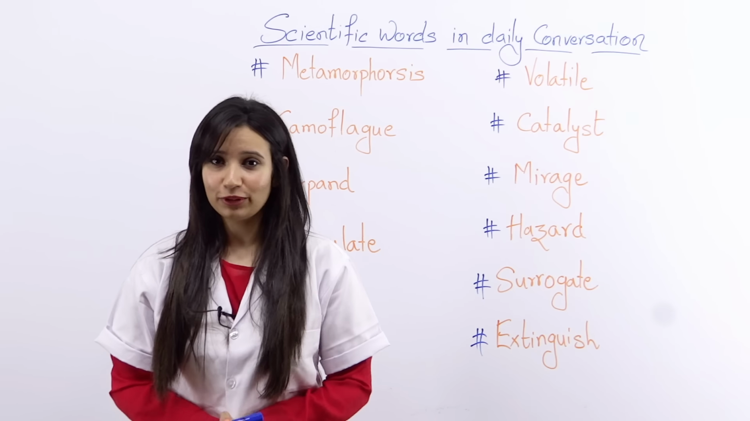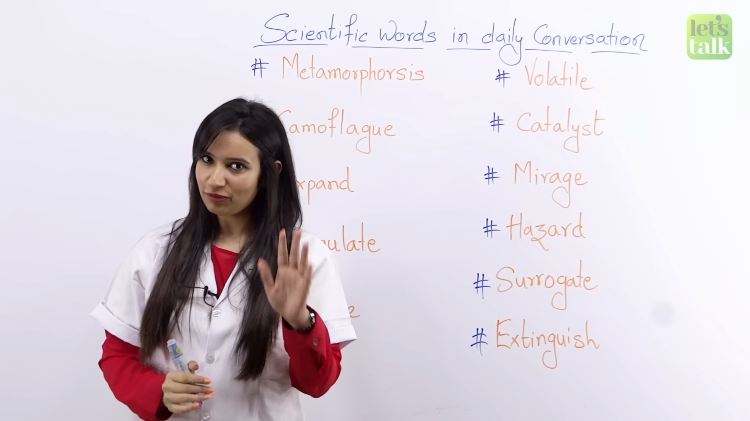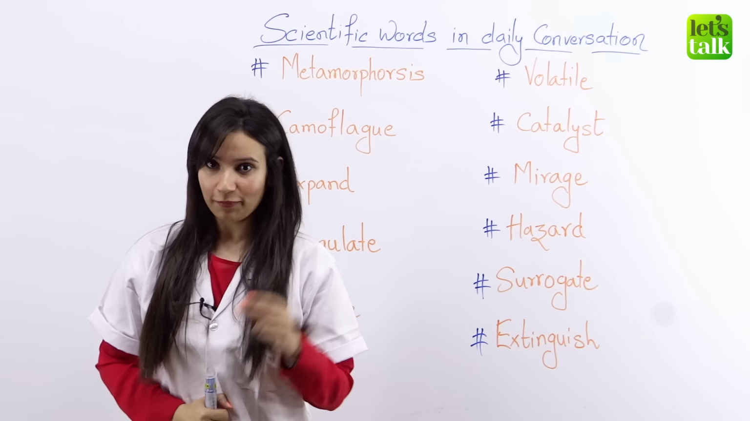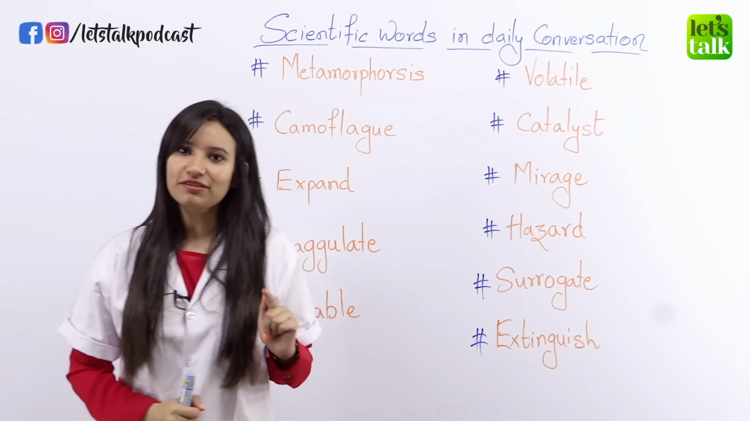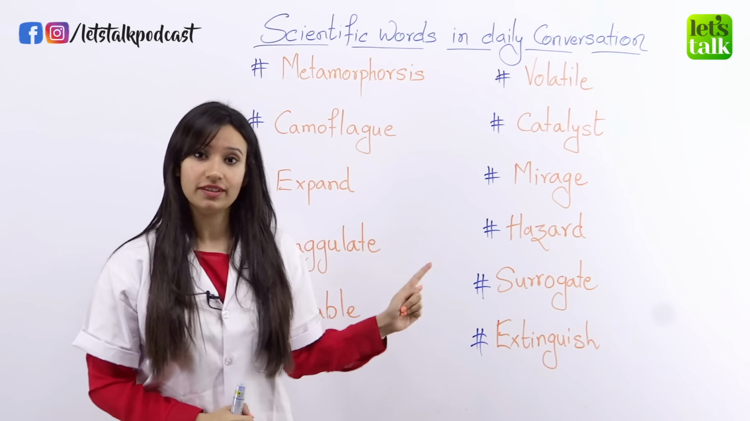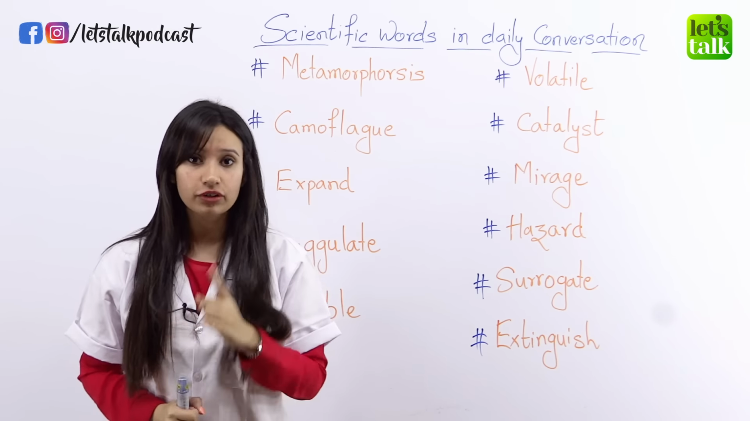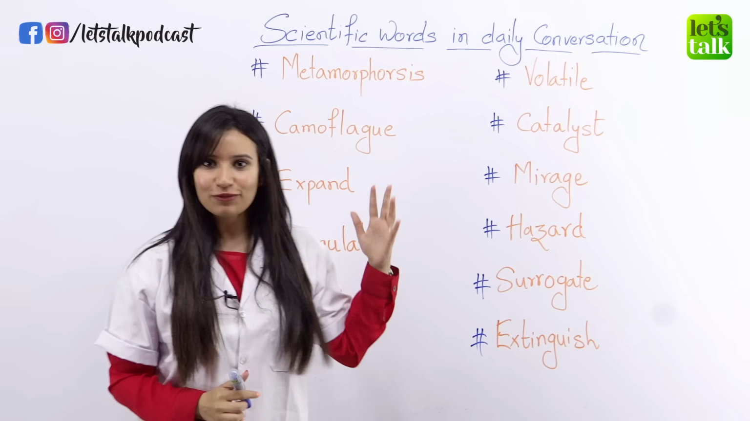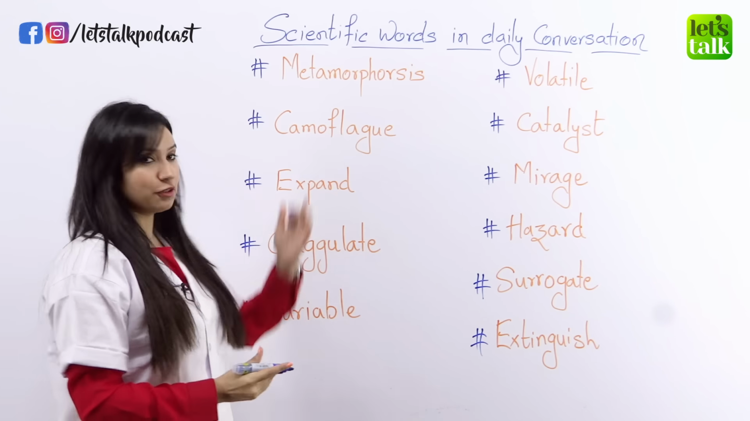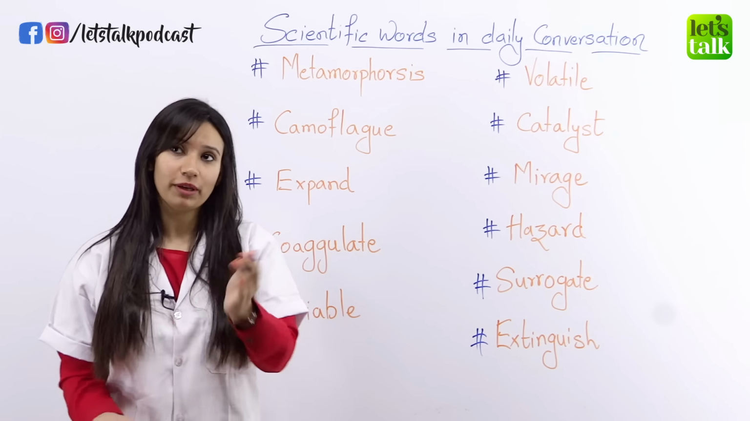All of you people who are experts of science, please forgive me if I go wrong anywhere, but I'm going to quickly touch upon the scientific meaning of all these words. And also, I'm going to tell you how can you use these words in your everyday conversation when you're speaking in English. So the first word that you must have heard before in your science classroom, maybe in grade 6 or 7, is called metamorphosis.